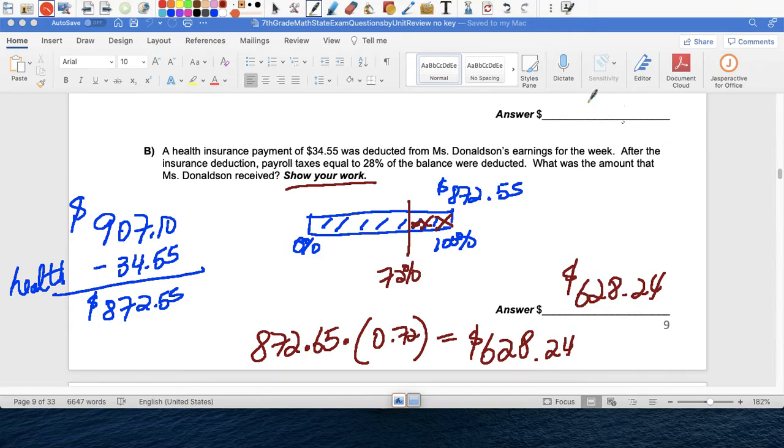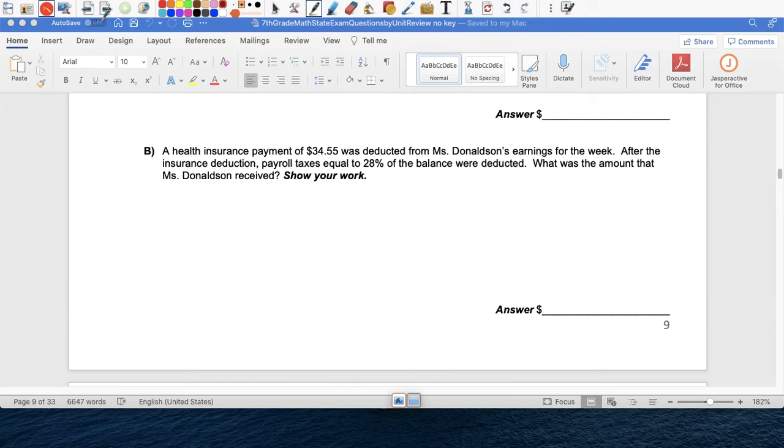28% is not bad. Okay, I think I get taken more than that. I think they take 34% from mine.